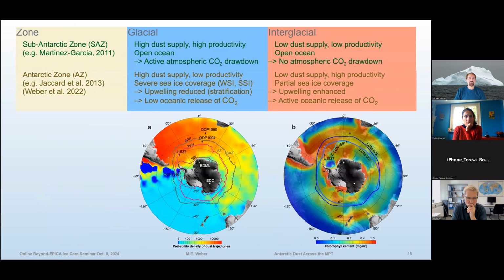This is somewhat different in the Antarctic zone. We see high dust supply but low productivity. And the reason for that is, and I didn't show you the details, it's in that paper, that we infer severe sea ice coverage, both for winter and summer sea ice, which would reduce upwelling and lead to a more stratified ocean. And that would prevent CO2 from exhaling into the atmosphere and keep it in the ocean. And that would be the contribution of the Antarctic zone to lowered glacial CO2.